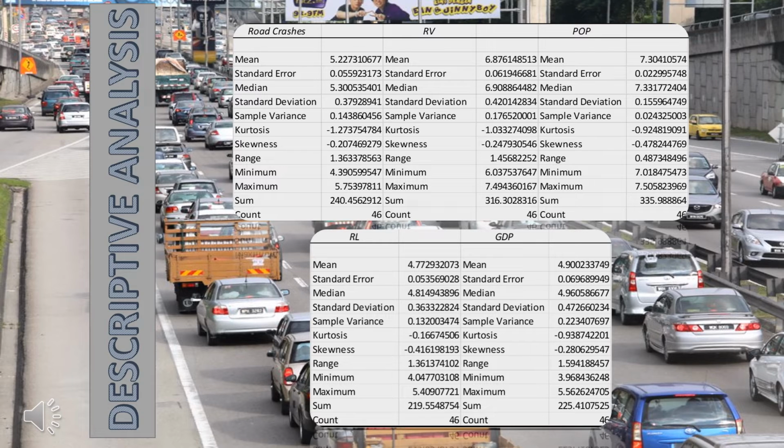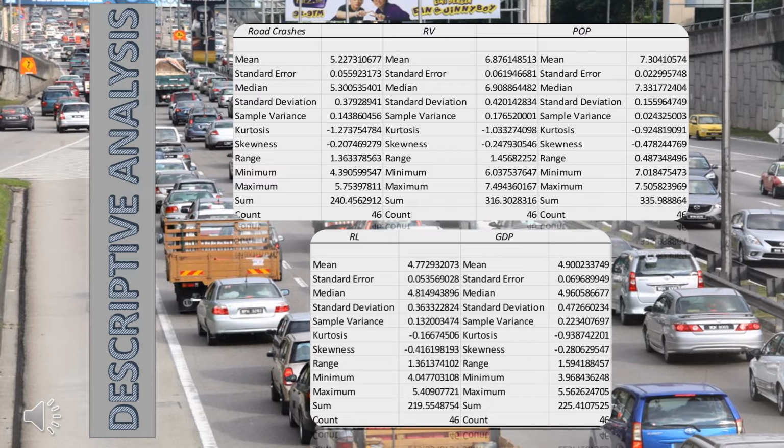Conversely, the RV data have a mean that is higher than the median, a positive skew value, and a positive kurtosis value. This suggests that the variables follow a skewed distribution that is not consistent with the normal distribution.